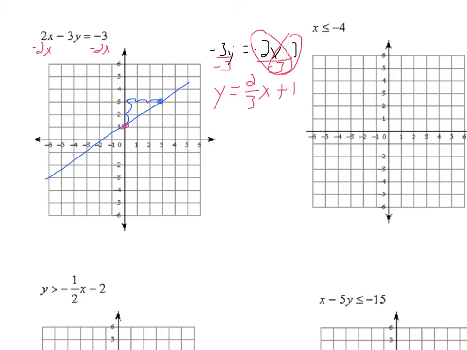And the alternative is just to find the intercepts. So again, to find the x-intercept, y is equal to 0, which means the y would cancel out and leave you with 2x equals -3. Divide by 2, and we have an x-intercept of -3/2. That would put a point at -1.5, which is right here.